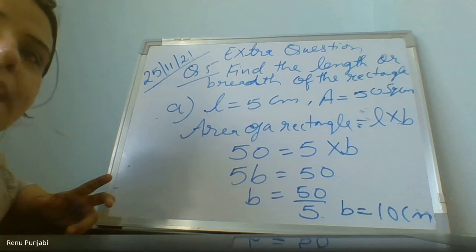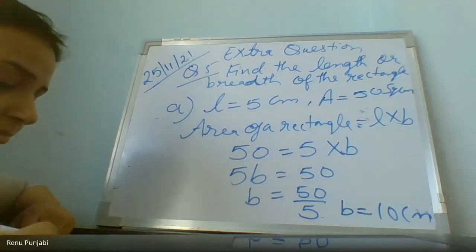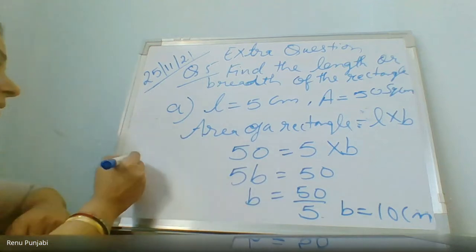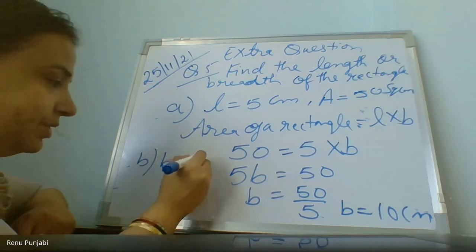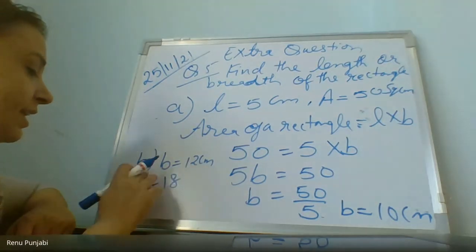Any doubt to any child till here? No, ma'am. Write the next sum. Now breadth is 12 centimeter and the area is 180.